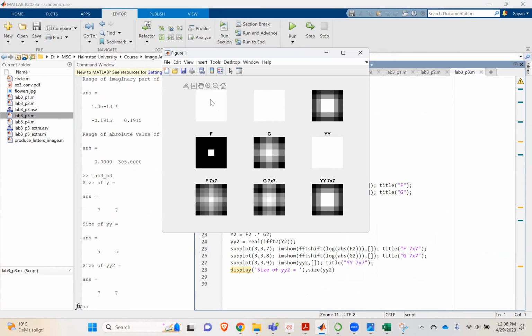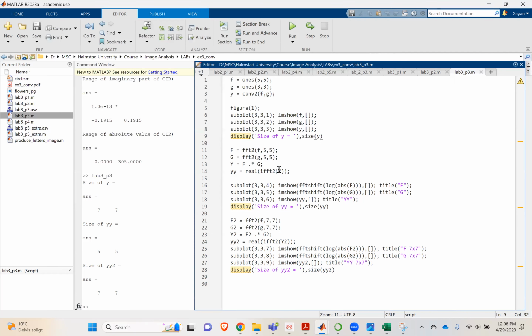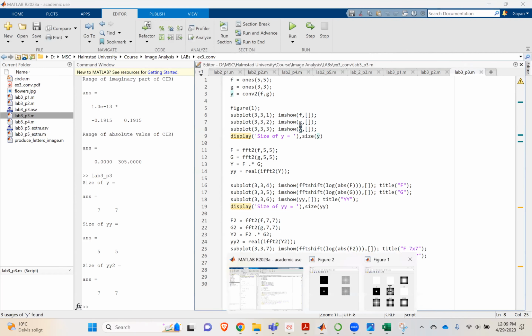So you have this 3x3. That's the 5x5 original one, and this is the 3x3 filter, second one, and when you convert, you get this last image. This is figure 1, I believe. You have your original F, which is 5x5, and the second one G, your filter, which is 3x3. When you take the convolution, you get Y.